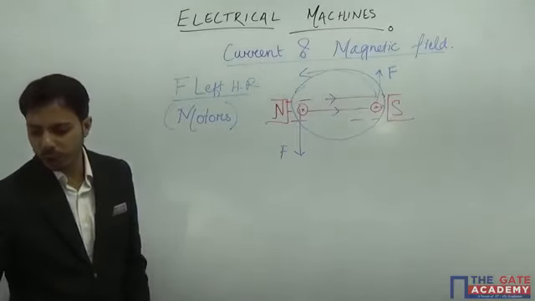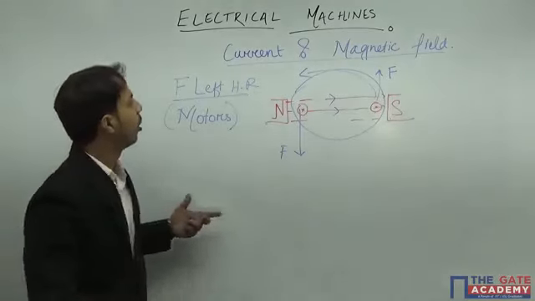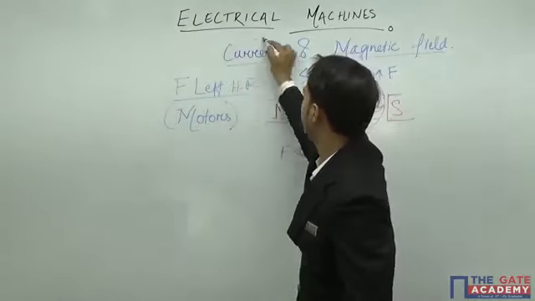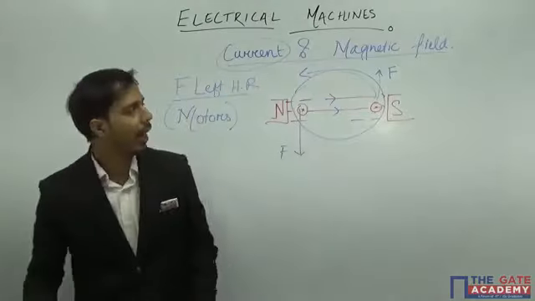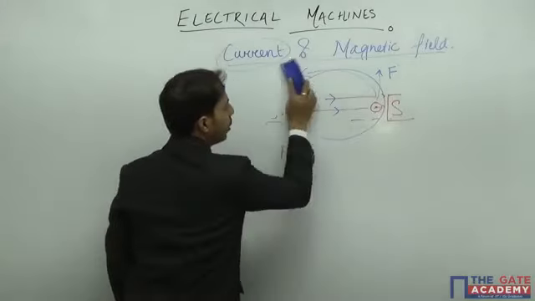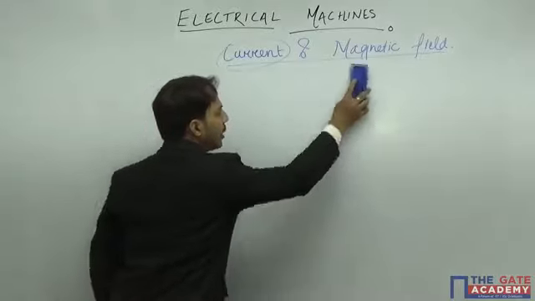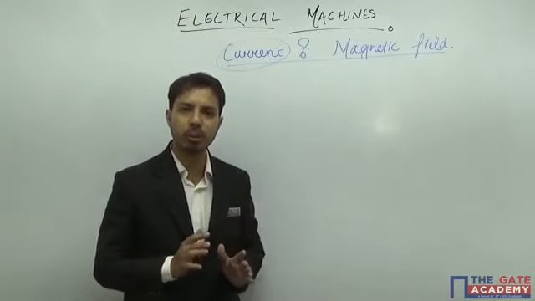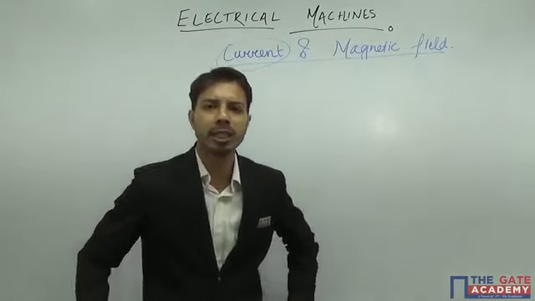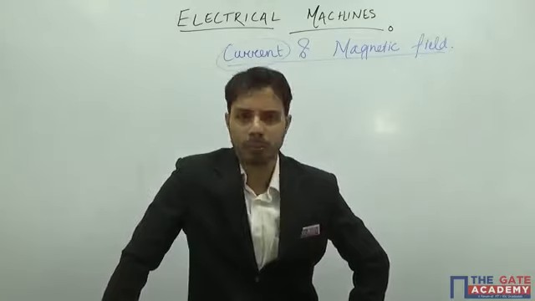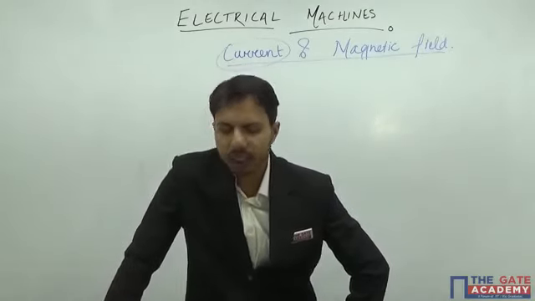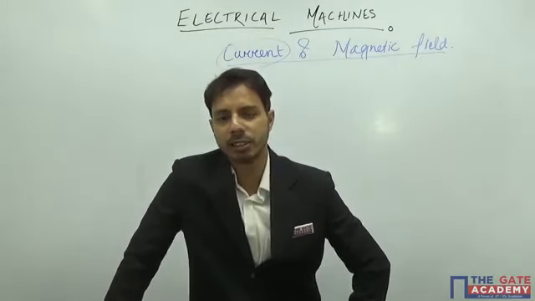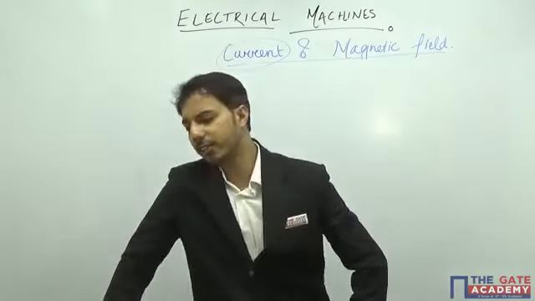Okay. So once we understand these four rules or four relationships between current and magnetic field, we are in a position to understand the complete electrical machines. Okay? So we are done with the rules and conventions which are required to understand all the electrical machines.